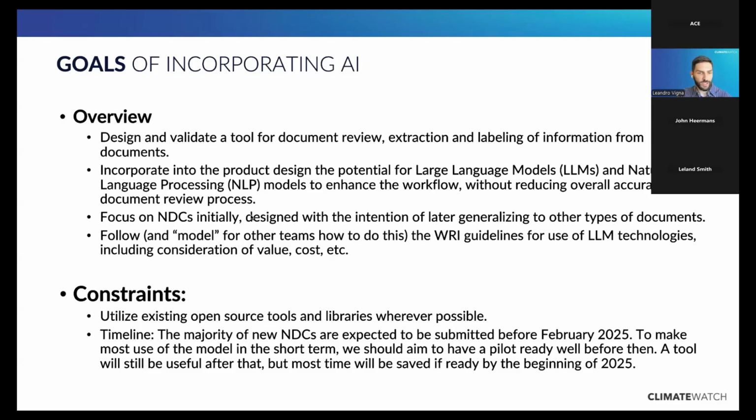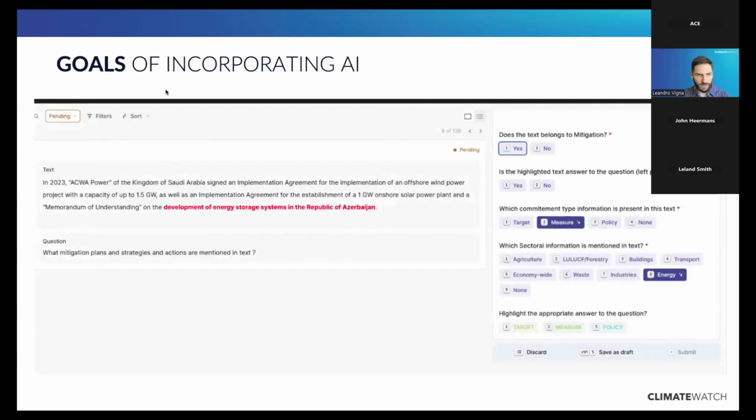And there's so much important information that we could gather from there. And here's just a quick show of the tool that we have right now. Right now, it's basically responding to questions. So it gets a text extract from an NDC. It determines if it belongs to mitigation or adaptation.